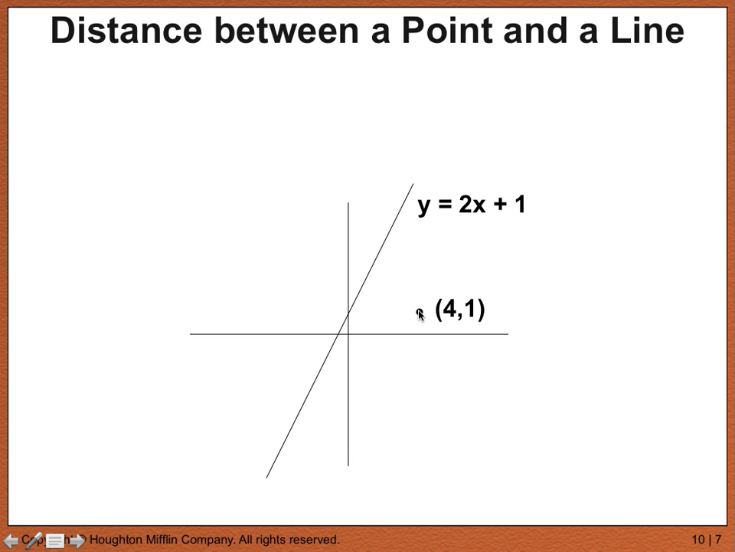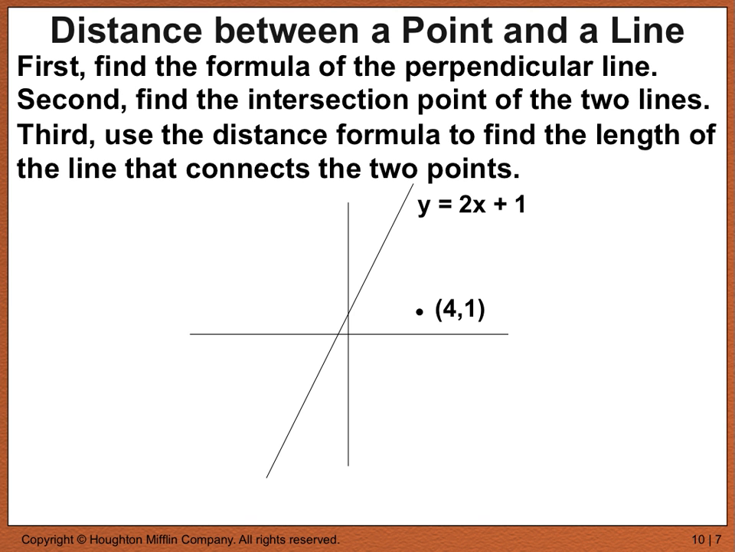But not only a straight line from the point to the line, it's also going to be a straight line that is perpendicular to the line. That will give us the shortest distance, which is the true distance. Alright, so intuitively you should see that we're going to be looking for a line segment that's perpendicular to the line y equals 2x plus 1, and that'll be our distance. The strategy for a problem like this: first, find the formula of the perpendicular line.